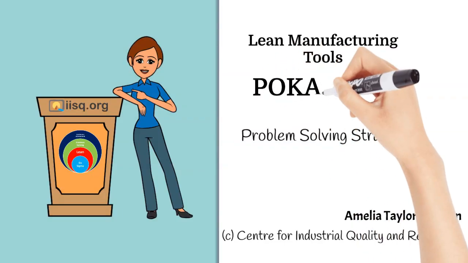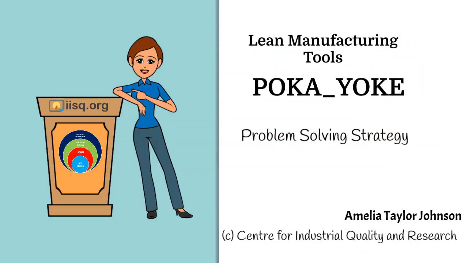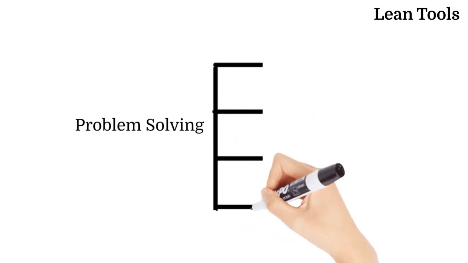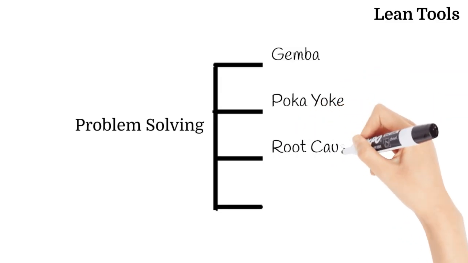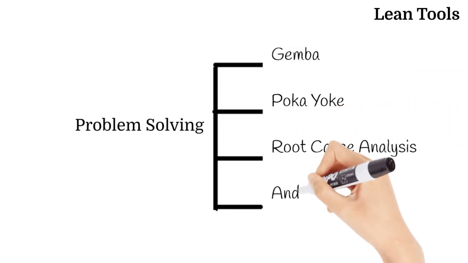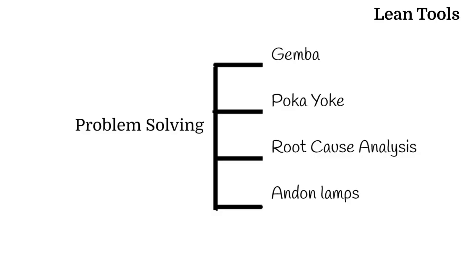Lean manufacturing tools for problem solving. In this session, we shall discuss important lean tools for problem solving in an organization. We shall discuss here Gemba, Poka Yoke, root cause analysis, and Andon.